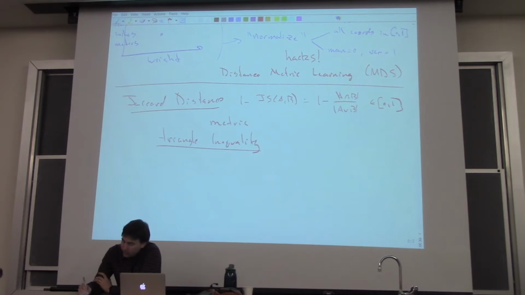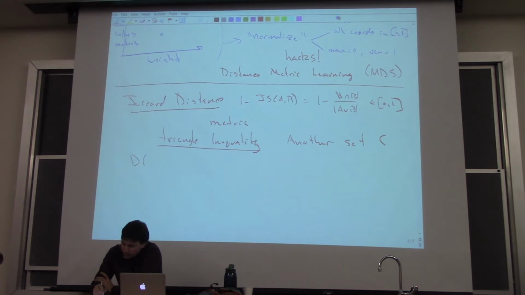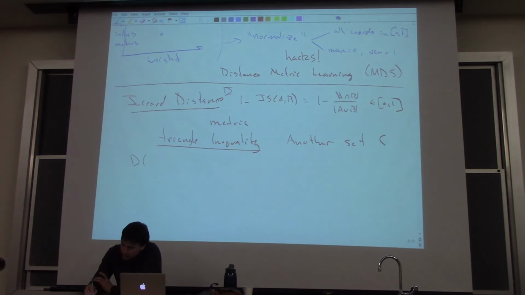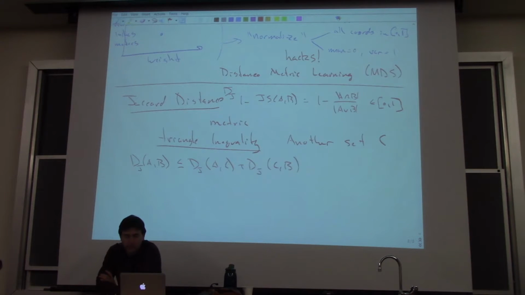Okay, so we're going to pick another set C, and what we want to show is that the Jaccard distance between A and B is less than or equal to the Jaccard of AC plus the Jaccard of CB. Okay? So there are two cases to consider.